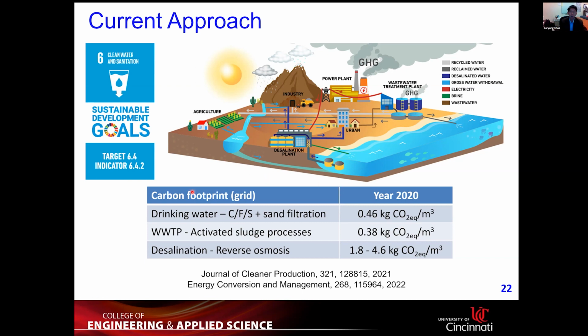So if we look at how much carbon can be generated from these water treatment sectors: drinking water, using coagulation, flocculation, sedimentation, and sand filtration, produces about 0.46 kilogram of carbon dioxide per cubic meter of water. Wastewater treatment, based on activated sludge processes, produces about 0.38 kilogram of CO2. And desalination using reverse osmosis membrane produces between 1.8 and 4.6 kilograms. So again, this is a one-way traffic. We use certain technology to treat water and desalinate seawater, and we produce clean water, but we generate greenhouse gases, right?